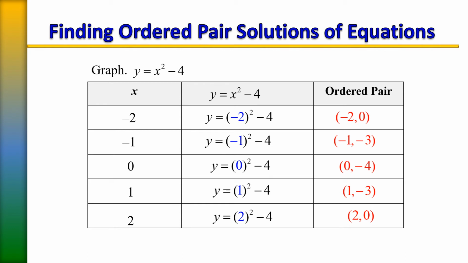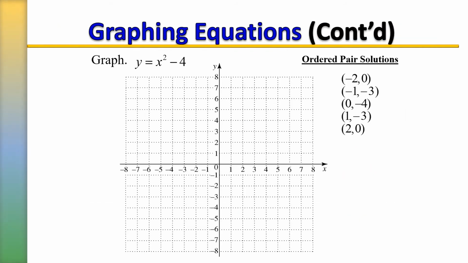So let's look at graphing or plotting these points. So I'm going to go ahead and plot the first one. The first one is over -2 and stay at 0. The other point we found was over -1 and down 3. The other point was 0 and down 4. Over 1 and down 3.